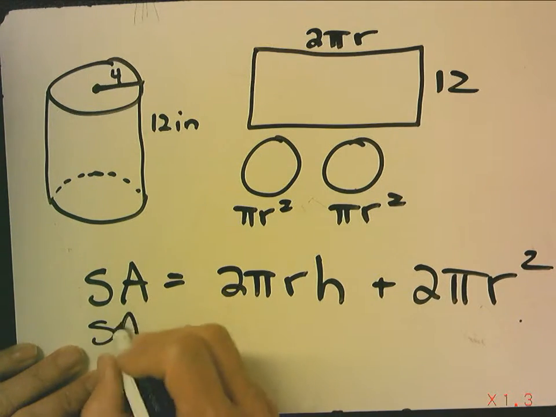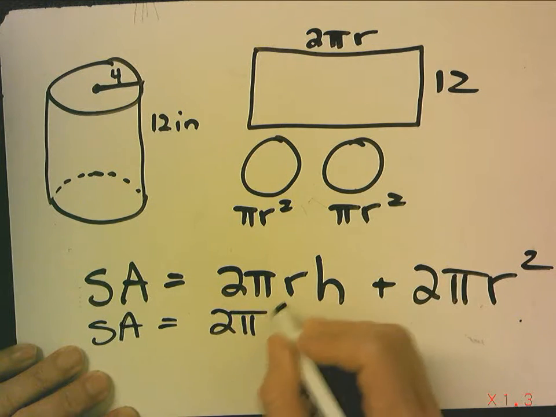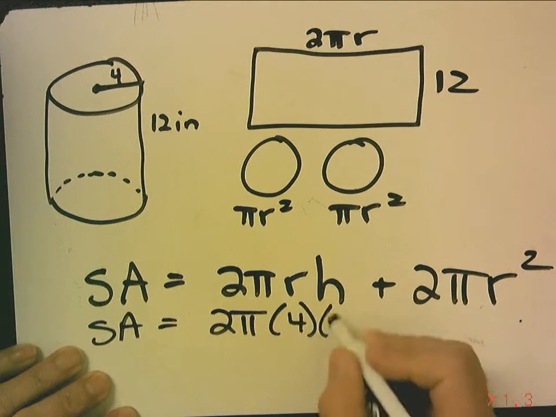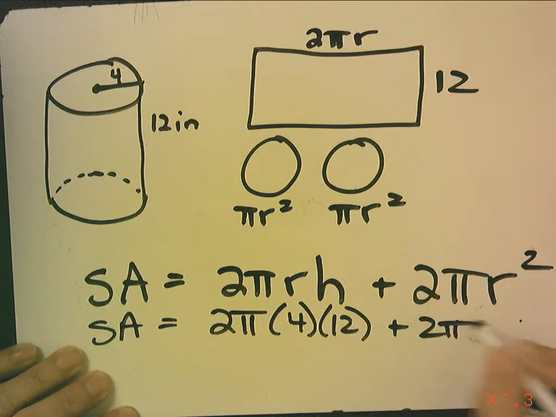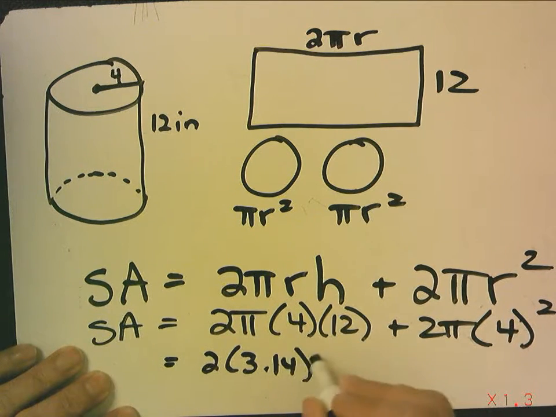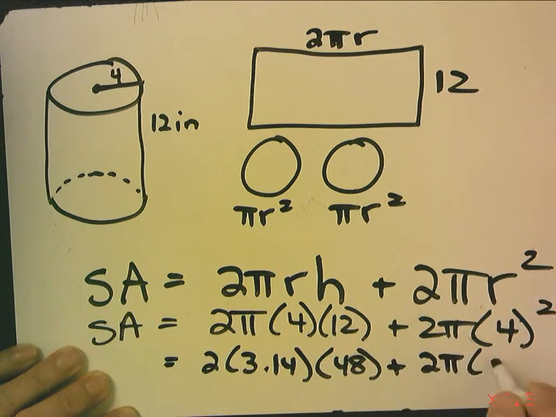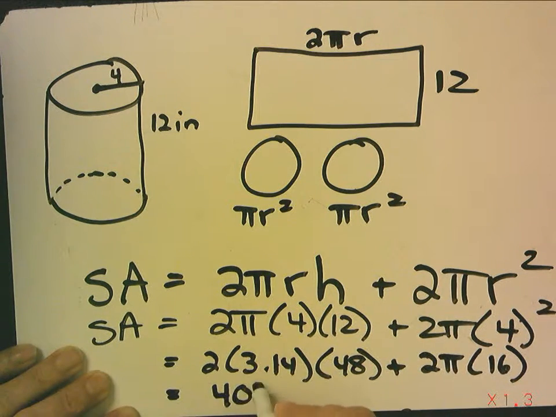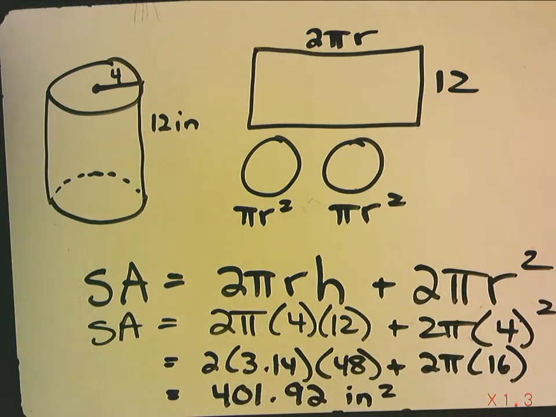So we know that r is 4, and we know h is 12, and r squared would be 4 squared. So this ends up being 2 times pi, so 2 times 3.14, 4 times 12 is 48, plus 2 pi times 16. And if you multiply this all out, you get 401.92 inches squared. So again, these formulas make it easier, but it's also important to see where the formulas come from.